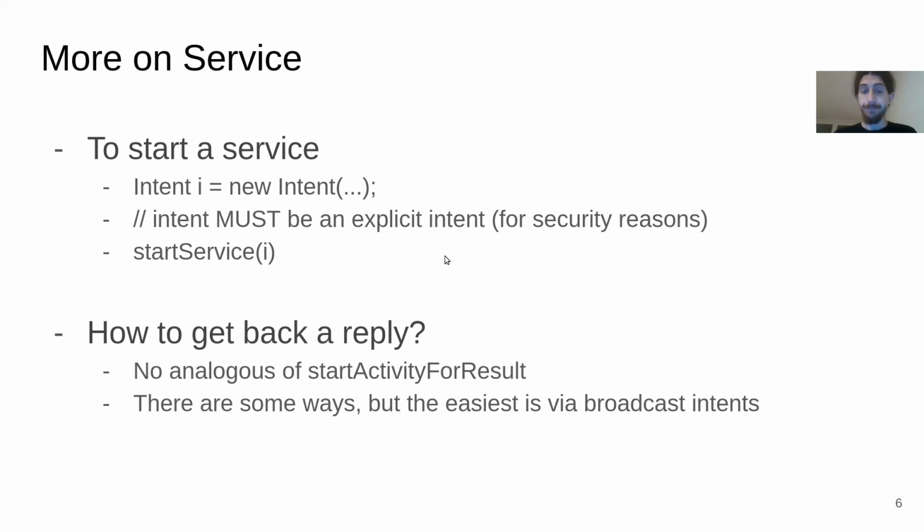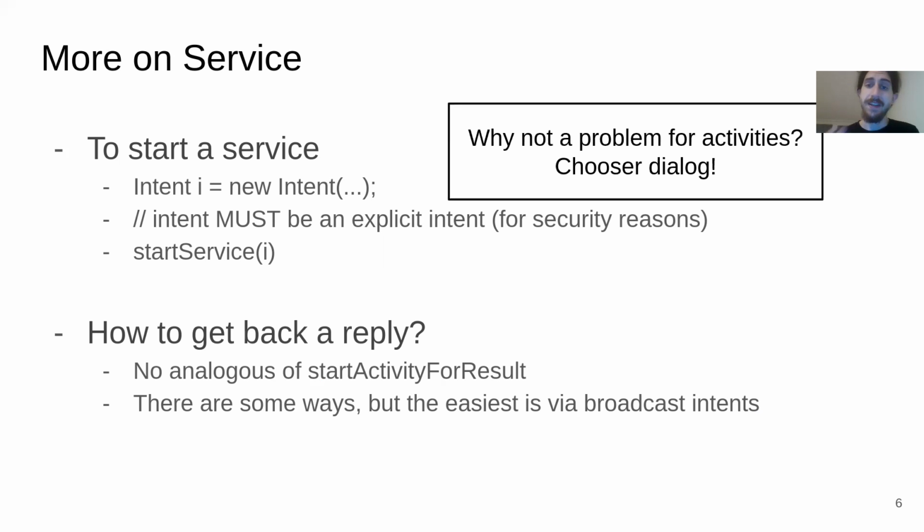So to make sure there are no tricks like this, the Android framework forces startService to use an explicit intent. So the caller needs to specify exactly which service needs to process the specific request. And the question was, why is this not a problem for activities, where you can use implicit intents?